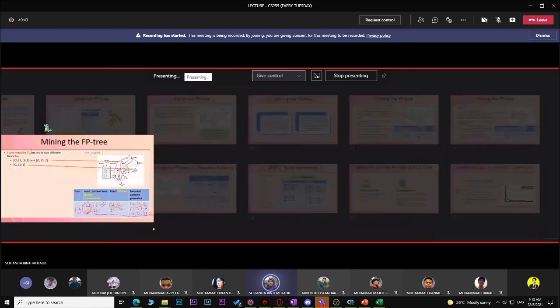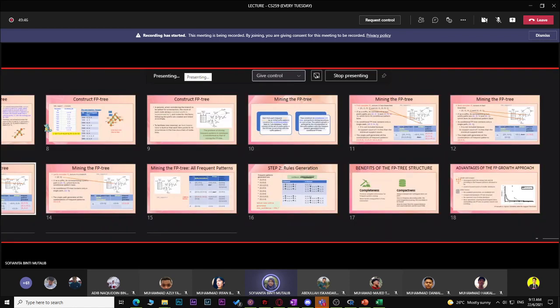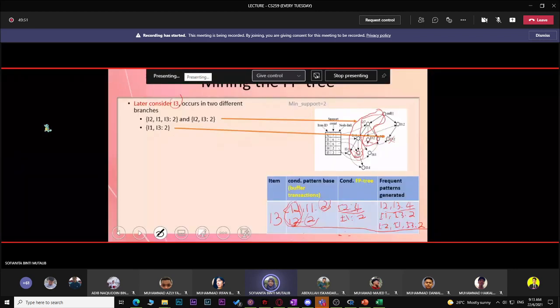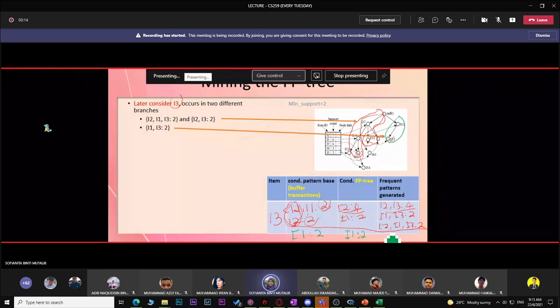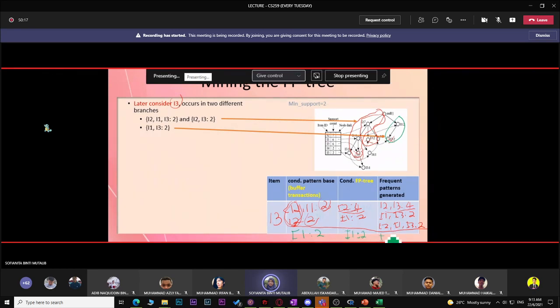Let me change my color. Mana tadi? Okay. So this is I1. Ya, sini I1 equal to 2. So I2 equal to berapa tadi? Sorry. I1. So I1 and I3 equal to 2.